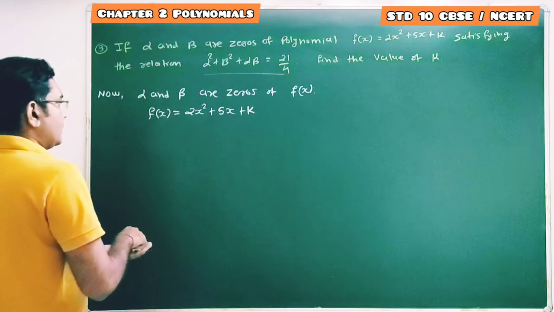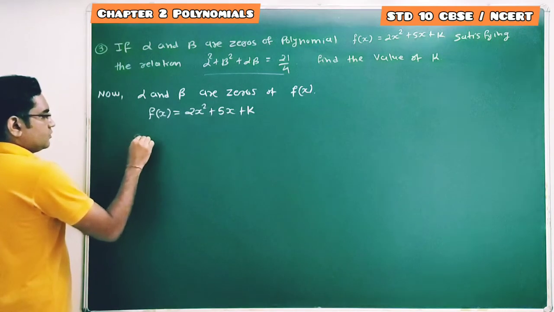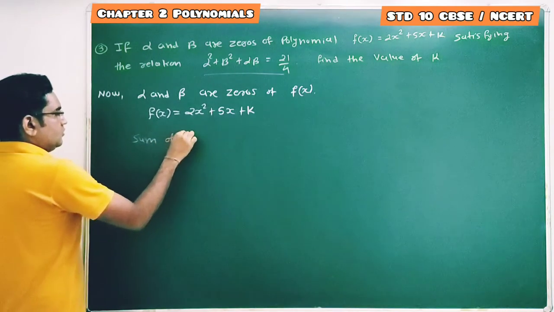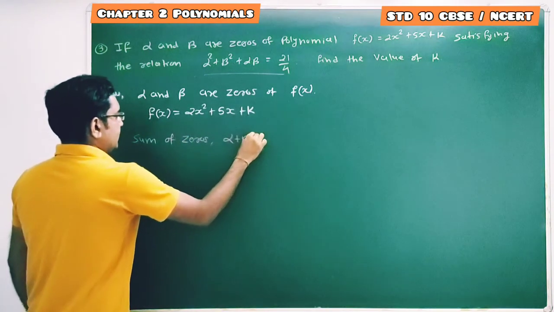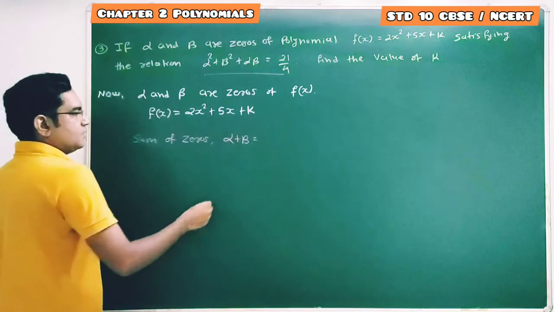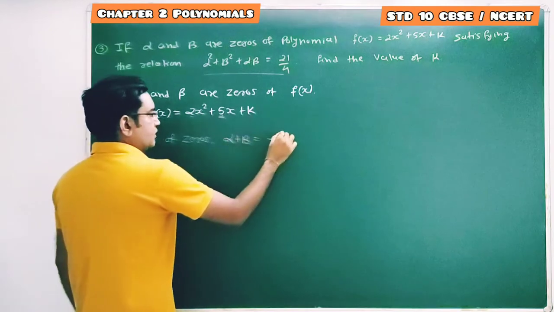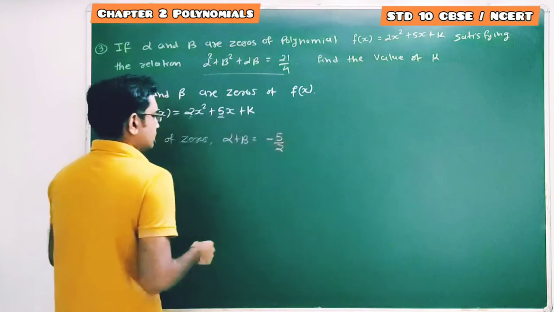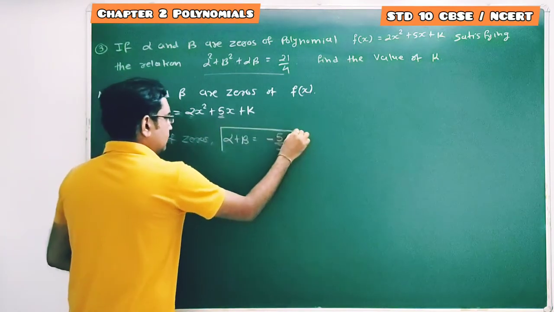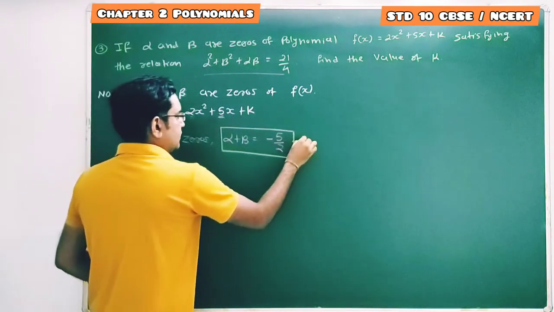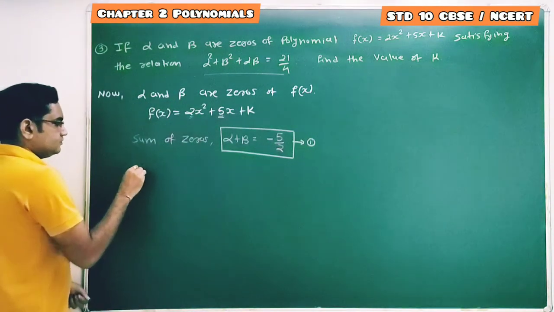So now we can write sum of zeros and product of zeros. What is sum of zeros? It's alpha plus beta. Sum of zeros is nothing but the minus of coefficient of x upon coefficient of x square. So it's minus of 5 by 2. That is alpha plus beta. Done? Say this one as result number 1. Now we can also write product of zeros.